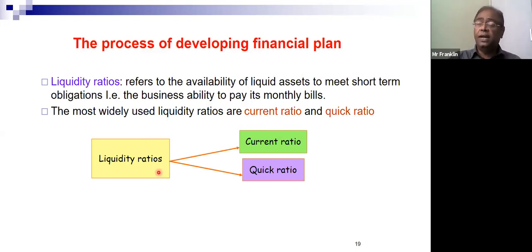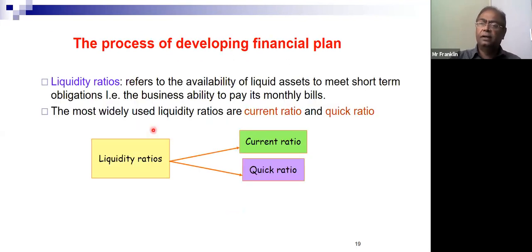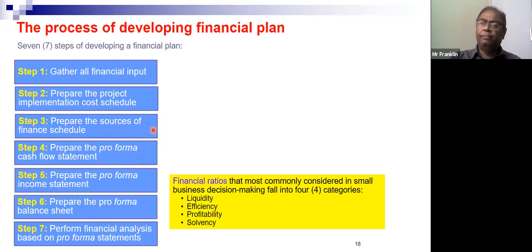Itu yang liquidity ratio. So macam mana dia buat tu? It's like this: current asset divided by the current liabilities. Okay, current asset divided by current liability will give you, if the ratio is less than 1, then it is a serious liquid position. More than 1 is good. Okay, now let's look back here.